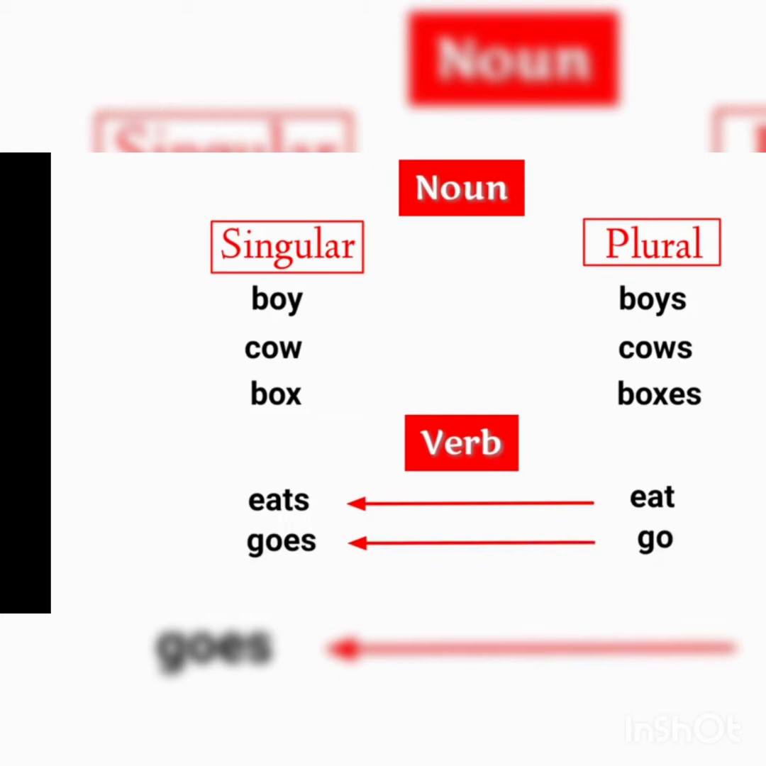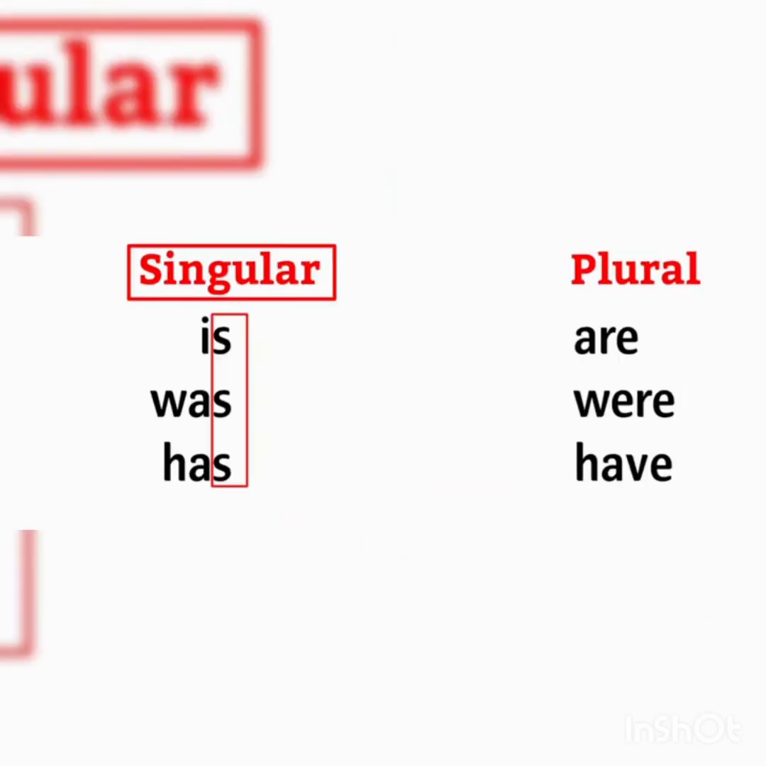Okay, that means when we add s or es to the noun, they become plural, whereas when we add s or es to the verb, it becomes singular. Now let's see. Singular verbs are like is, was, has. And what is their plural form? The plural form of is is are. The plural form of was is were, and the plural form of has is have.